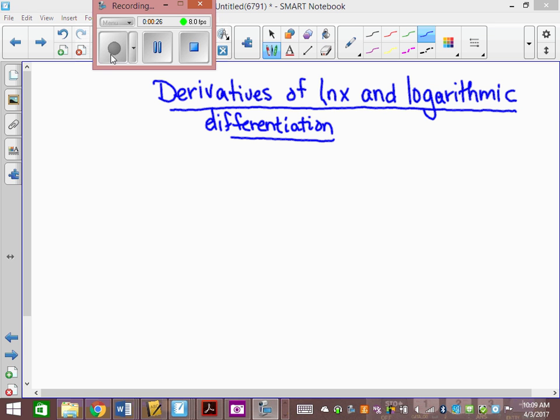Okay, derivatives of ln x and logarithmic differentiation is what we're going to do today.